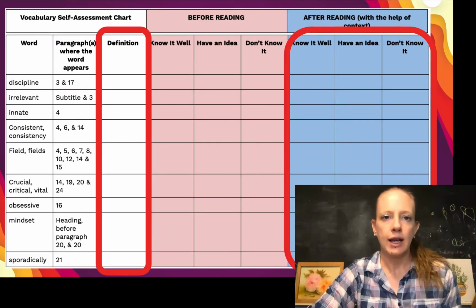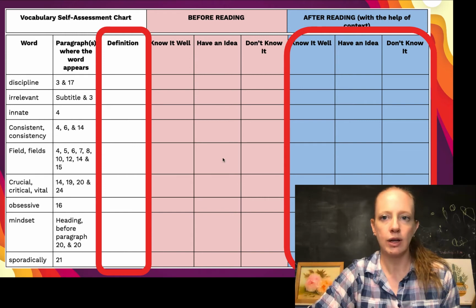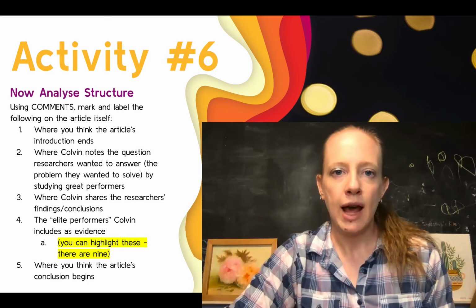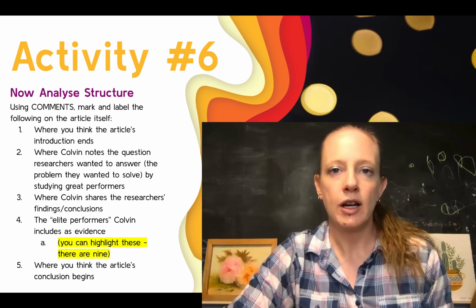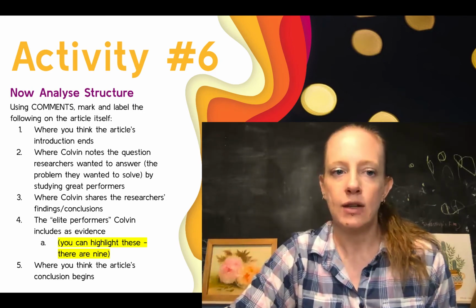So again, starting with this definition column here, what does the word mean based on context if you can? If you can't, you can look it up. And then after reading, how well do you know it? Now, hopefully you've gone over to the know it column, but again, I want you to be honest here. Once you've completed that, you're going to go on to analyzing the structure. Now you're going to do this in the document for activity number 6. You're going to use comments, and then on question 4, you're going to highlight, and I'll show you how to do that in just a second.